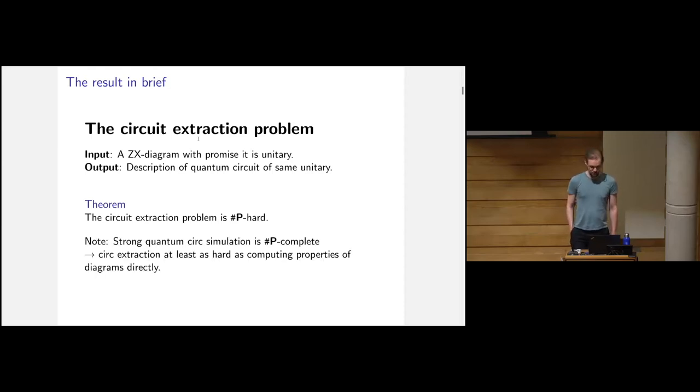How hard is this? Well, strong quantum circuit simulation, where you estimate marginal probabilities or amplitudes of a quantum circuit, is #P-complete. So that means circuit extraction, getting a circuit out of the diagram, is at least as hard as just computing properties of the diagram directly. So in this general black box case, it's not going to work. You're better off just calculating the stuff in the diagram directly.